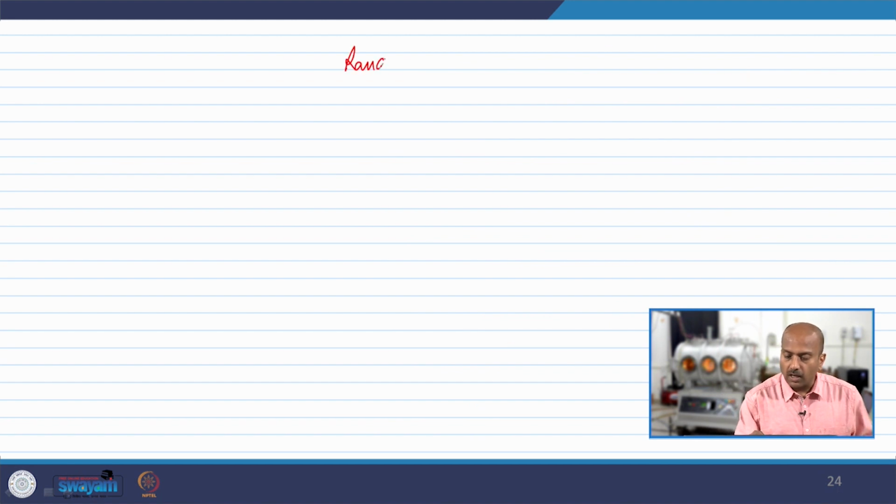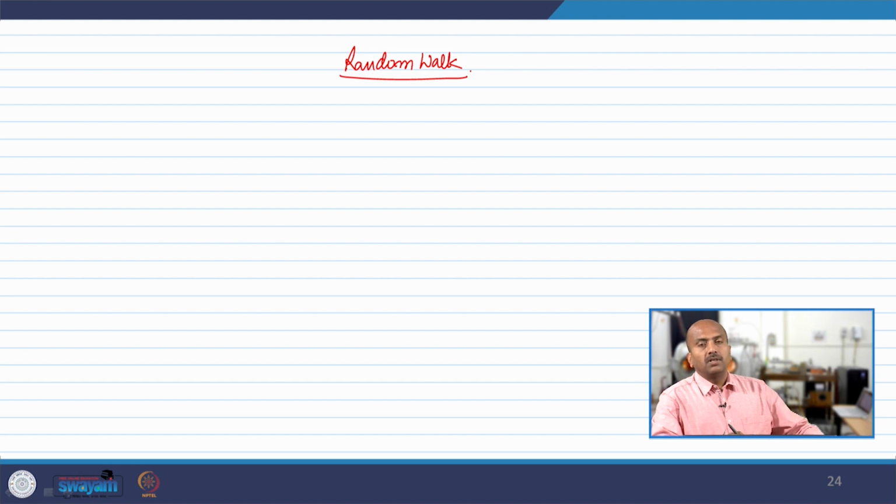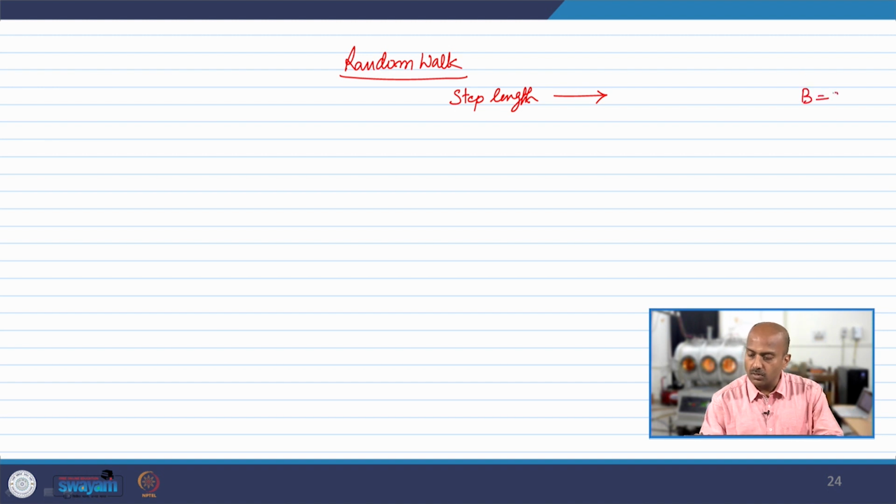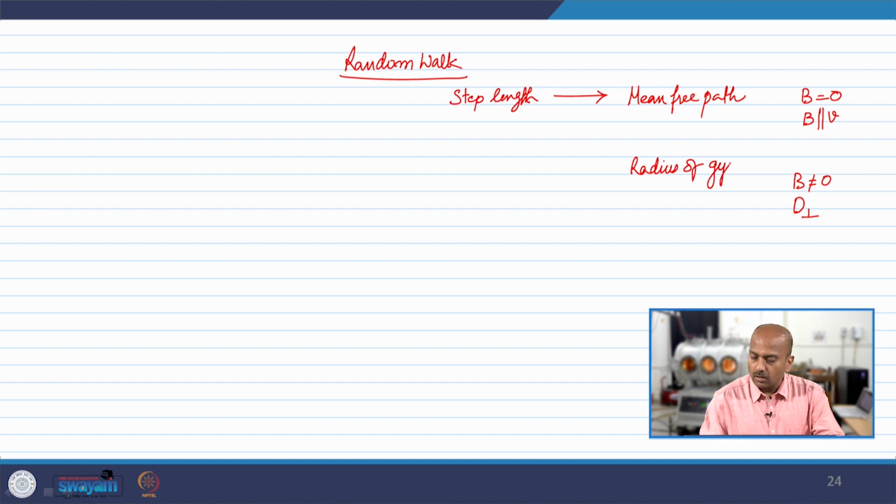So, we have this process which is called random walk. What is random walk? The particle's movement in the presence of collisions or in the presence of magnetic field appears to be a random walk process. This random walk process is characterized by what is called the step length. So, in the case of B equals 0 or B parallel to the velocity, the step length is the mean free path, and when B is not equal to 0, or we write D perpendicular, the step length is the radius of gyration. This is the most important inference that we can draw at this point of time.